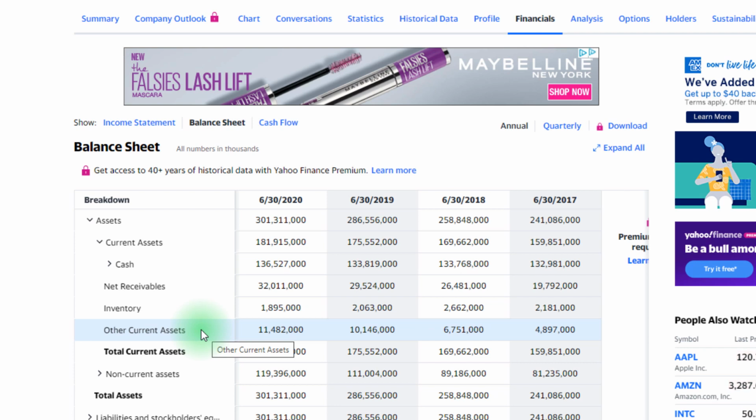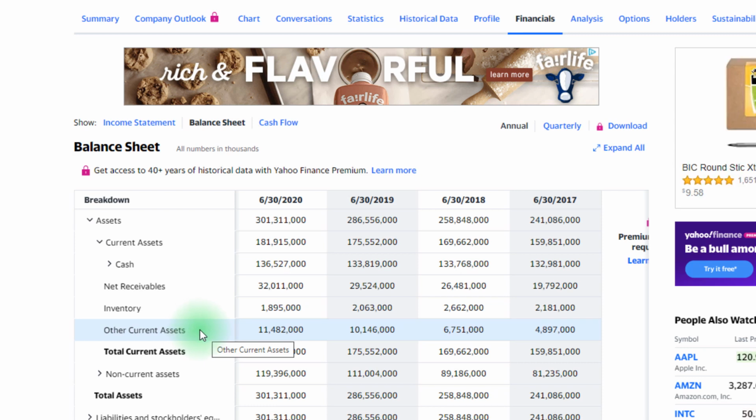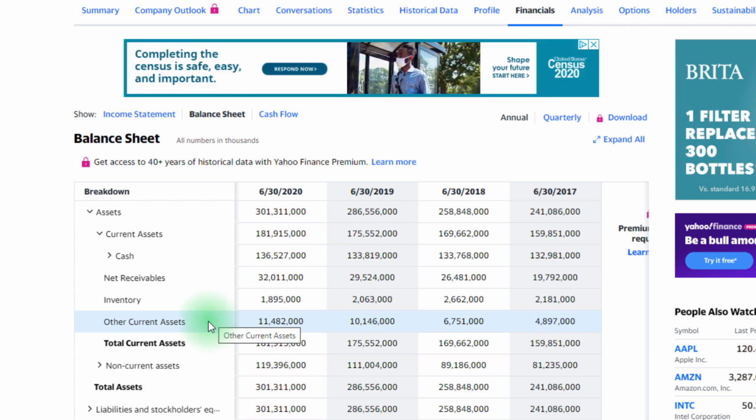If you want a detailed breakdown of what those are, you'll have to look at their actual 10K or 10Q, where this information came from, to get that detailed breakdown. Sometimes that information is listed out on their balance sheet as they report it, and sometimes you'll have to dig into footnotes of their actual financial statements to get that information.